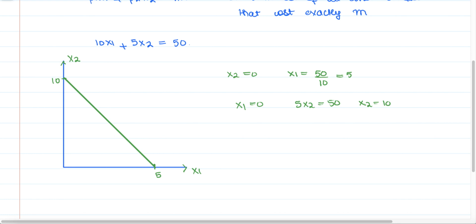So this thing is the budget line, and all of these bundles which I'm marking as yellow here, which are not on the budget line but within it, are affordable, but they're not costing exactly m, they cost less than m. So these bundles plus this budget line is the budget set. This is the budget set.